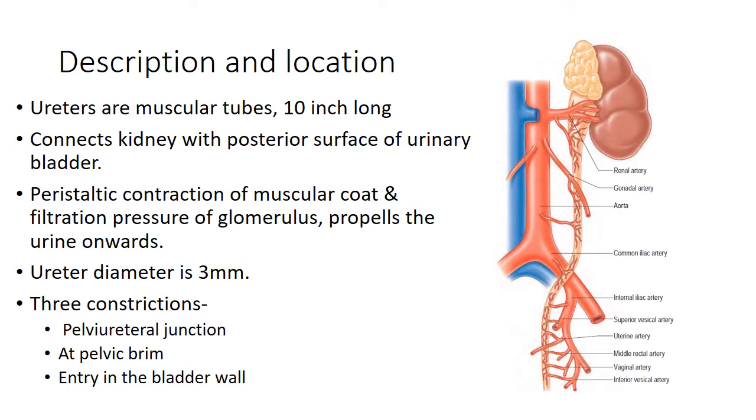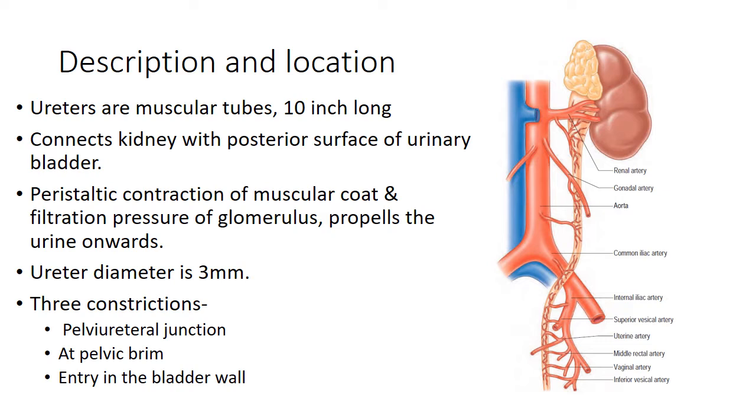Ureters are muscular tubes 10 inches long. They connect the kidney with the posterior surface of the urinary bladder. The urine is propelled forward because of the peristaltic contraction of the muscle wall of the ureter and the filtration pressure which is generated by the glomerulus. These two factors help in propelling the urine forward.